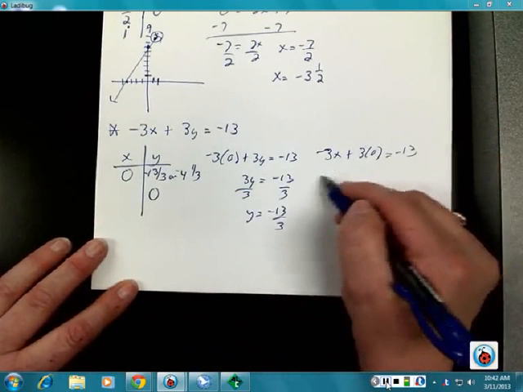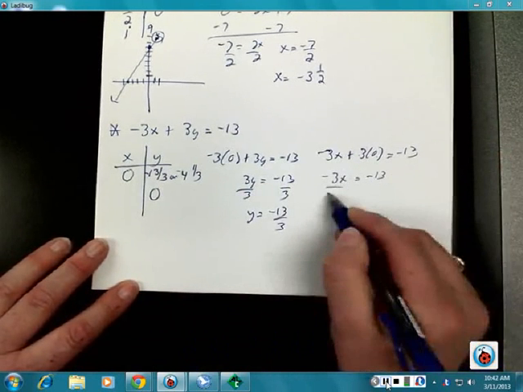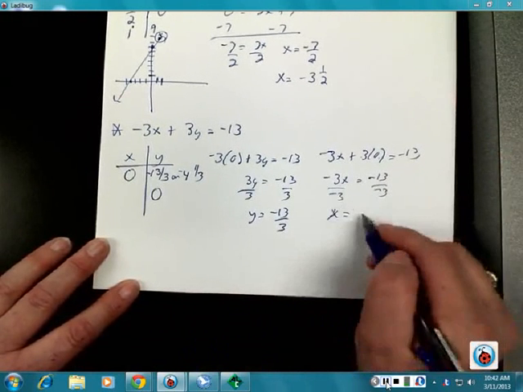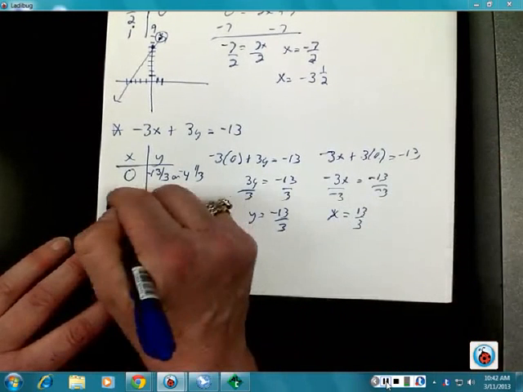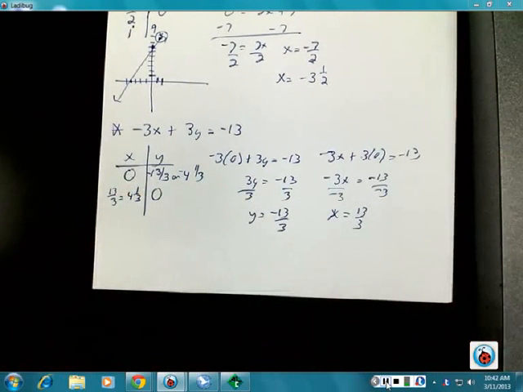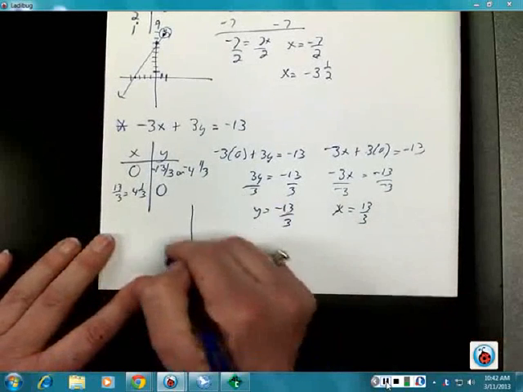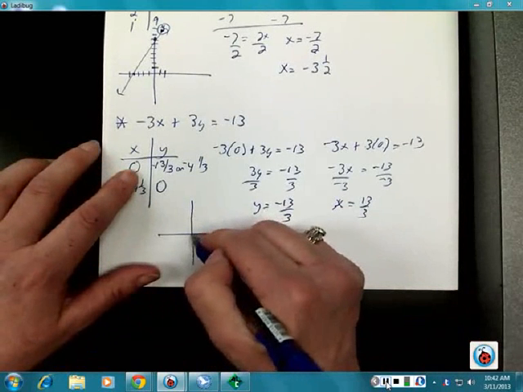Okay. And then if I put 0 in for y, I find out that I got a negative 3x, that's 0, equals a negative 13. Divide by negative 3. And I find x is equal to a positive 13 thirds, or 4 1/3. And then I would plot those by estimating where those happen to be if I were going to graph it. So if I graph this whole thing, I would graph the first one when I'm at 0, I'm down 4 1/3.